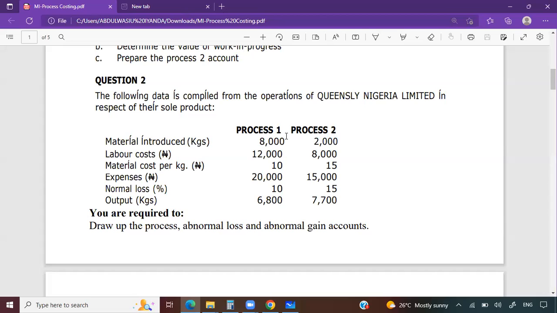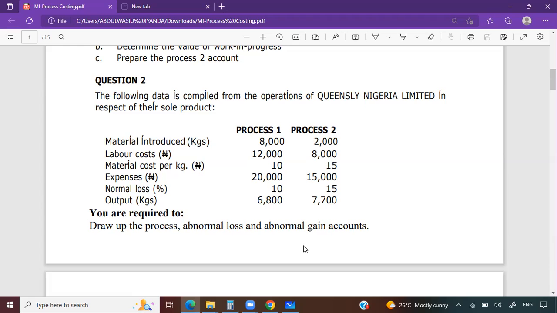Look at it now. If I want to prepare process 1, I am only focusing on information that is related to process 1. If you want to do process 2, we are only focusing on information that relates to process 2, with the output of process 1. The output of process 1 will be the input of process 2.